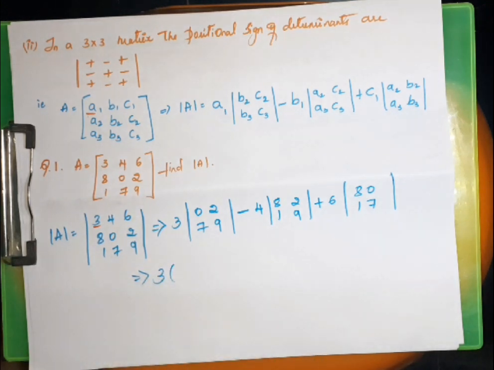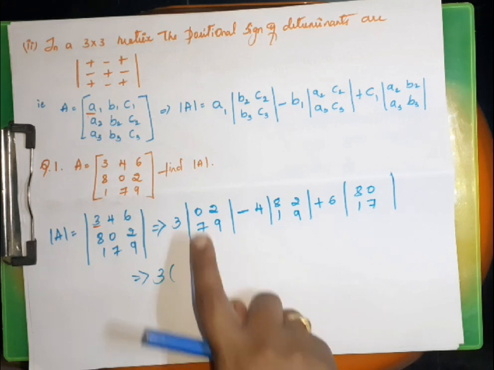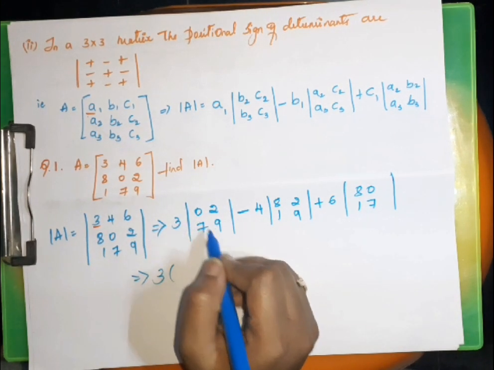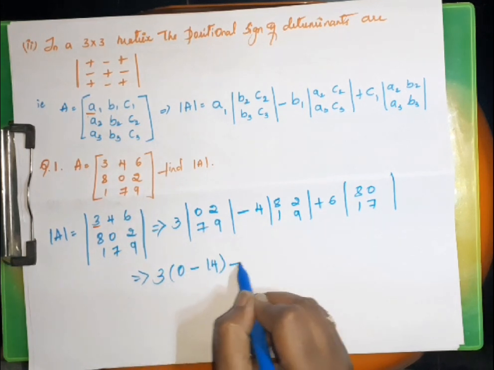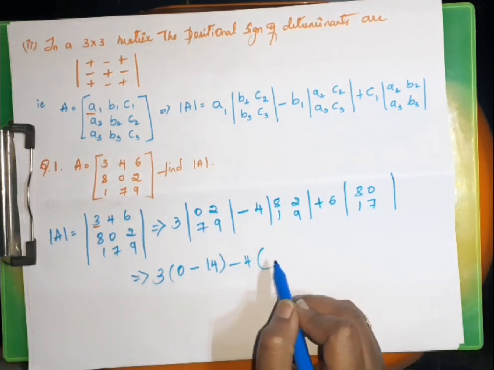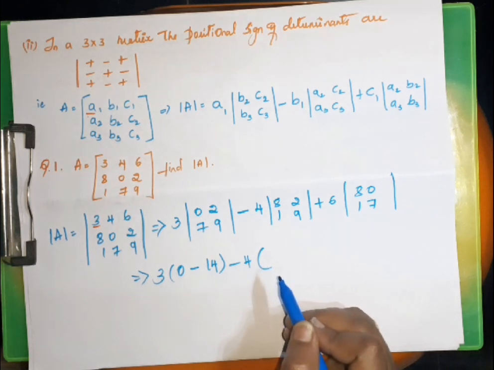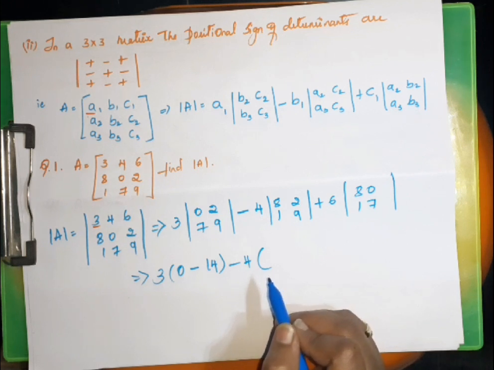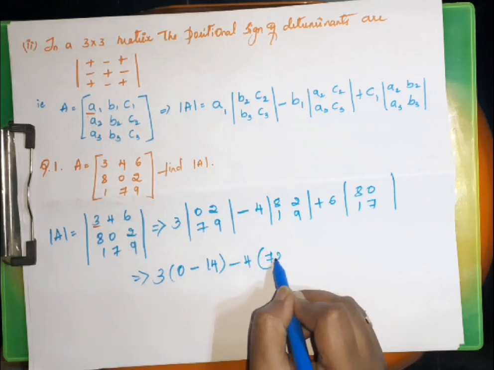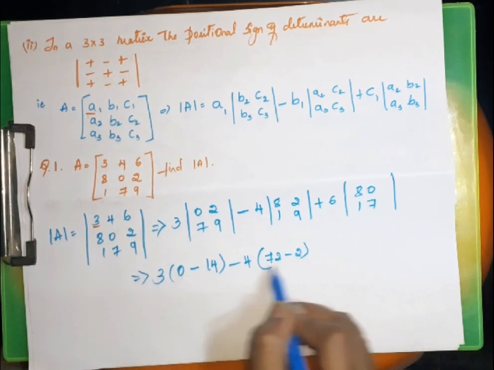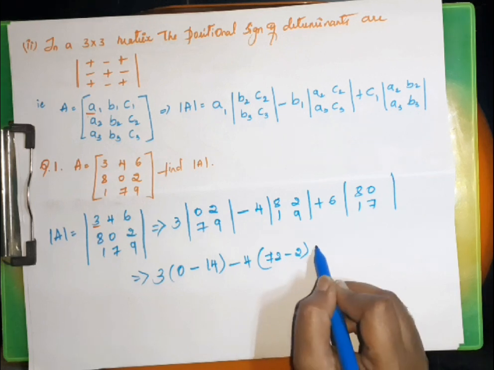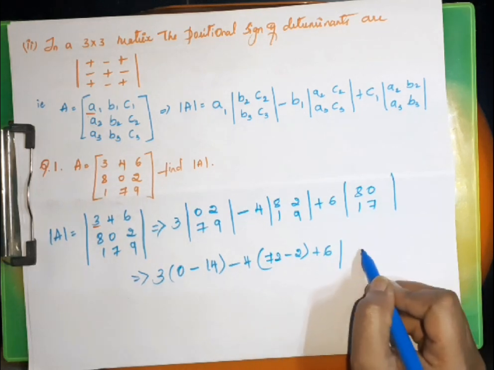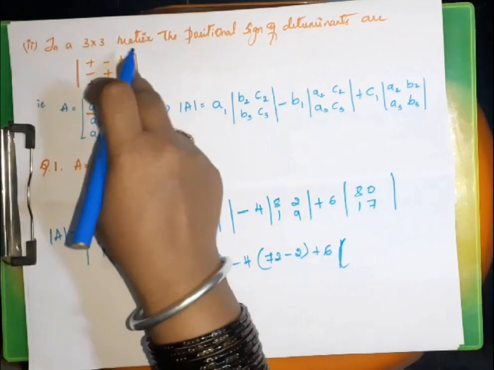So how we used to do when the order is 2 into 2, we will cross multiply it. Same way here we have to do. 0 into 9 is 0, minus 7 into 2 is 14, minus 4. Now 8 into 9 we have to write. Okay, so 8 into 9 you will get 72, minus 2. So in between we should have a negative sign, plus 6. Positional sign will be based on this one.